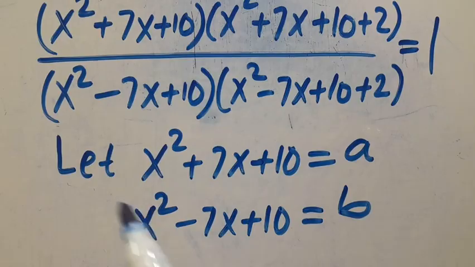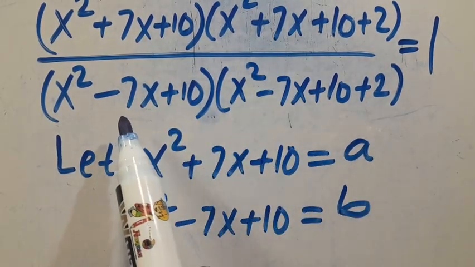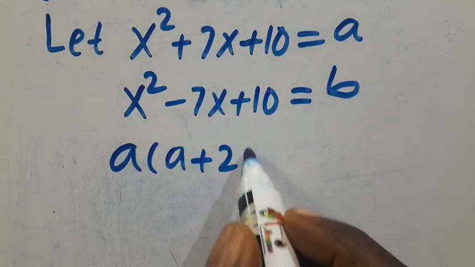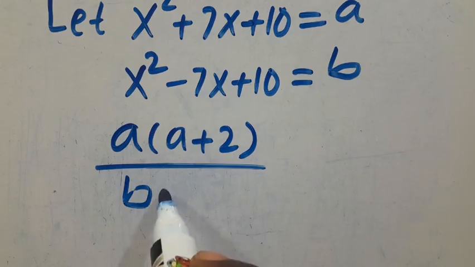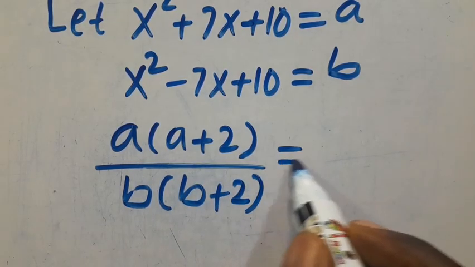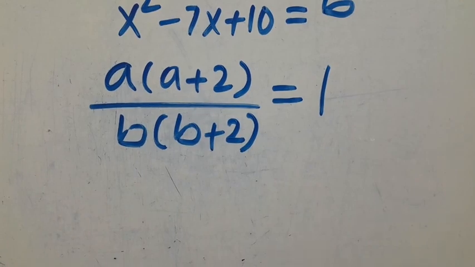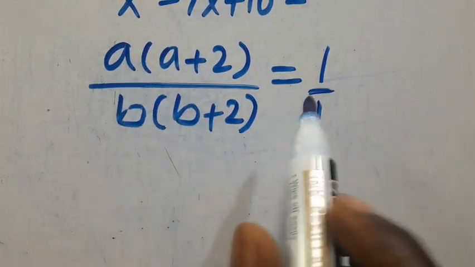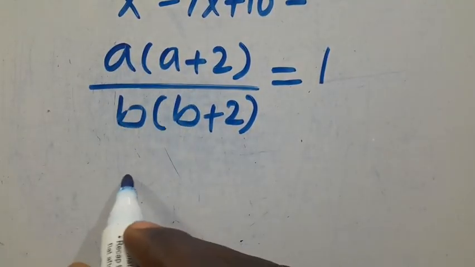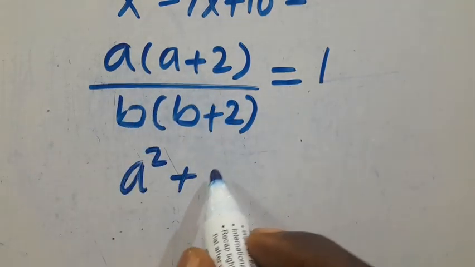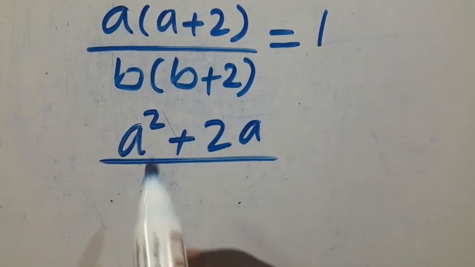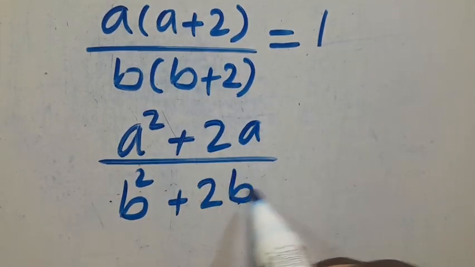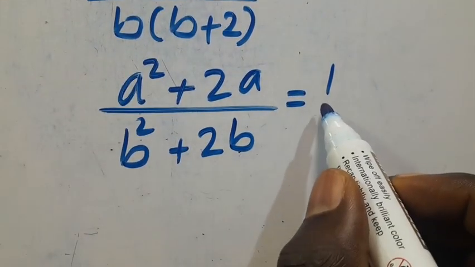So definitely, here will be a, here will be a plus 2, here will be b, here will be b plus 2. So we have a times (a + 2) for the numerator. The denominator will be b multiplied by (b + 2). Then everything equals 1. So when you cross multiply, note that this one will be divided by 1. Or let's have this first as a times a will give us a squared, plus a times 2 will give us 2a, divided by b times b will give us b squared, plus b times 2 will give us 2b, equals 1. Then divided by 1.